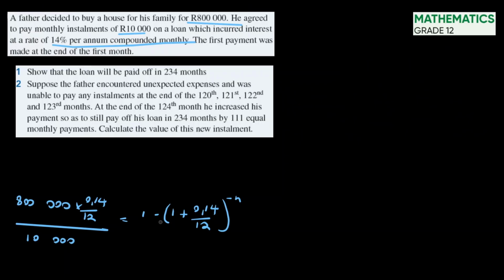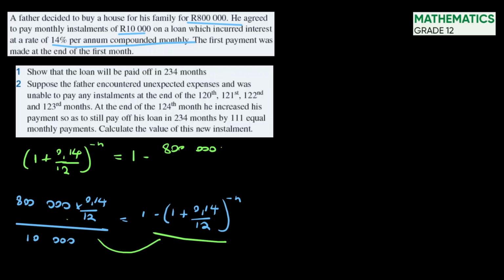So what I'd like to do is a quick hack. You can see that this is minus. So I'd like to take this to the left hand side and bring everything to the right hand side so that it's 1 minus everything on the left. How would that look like? We will have 1 plus 0.14 over 12 to the power of minus n is equal to 1 minus 800,000 times 0.14 over 12, over 10,000.